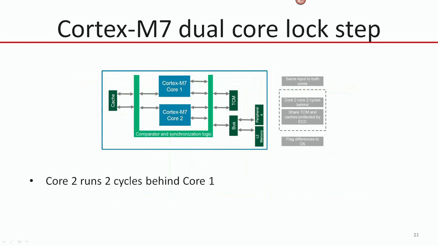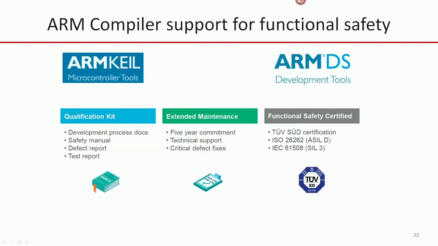In this arrangement, one of the cores runs a cycle behind, so it's effectively checking the operation of the preceding core. If it fails, then effectively we can generate a reset on that. The development tools also have a matching set of safety documentation.